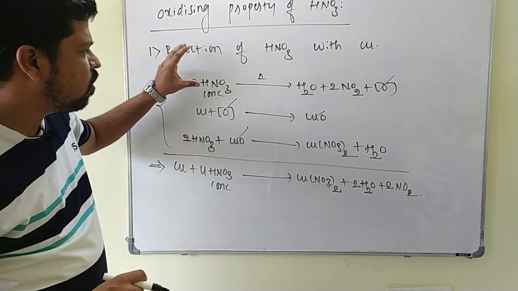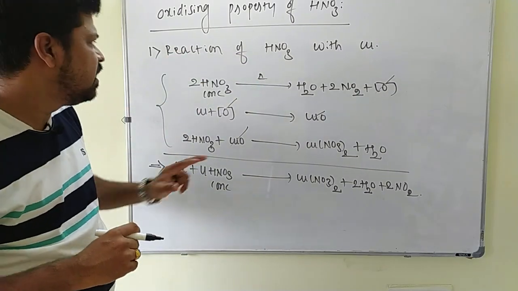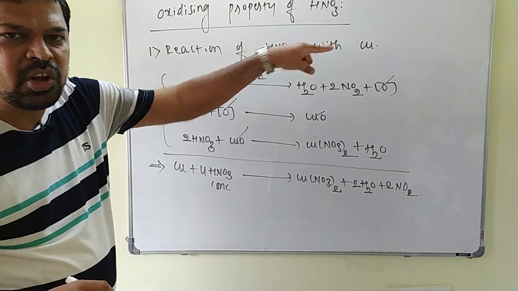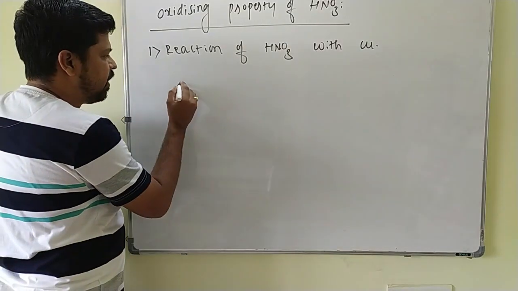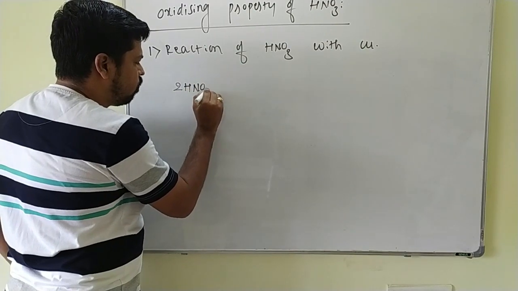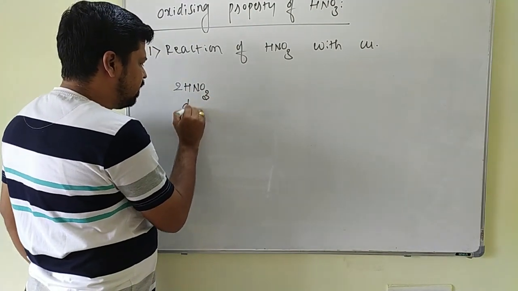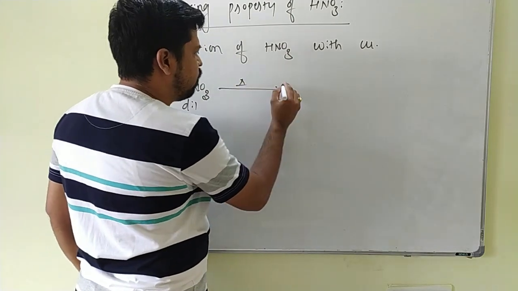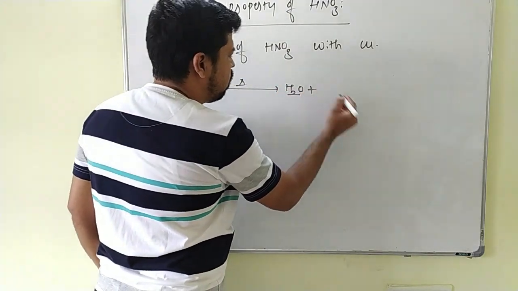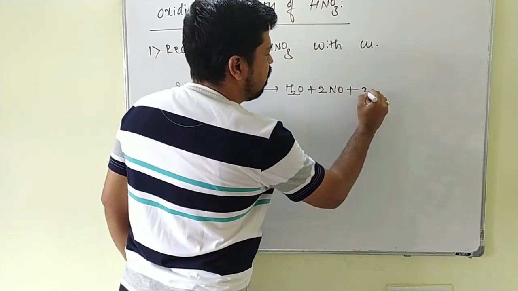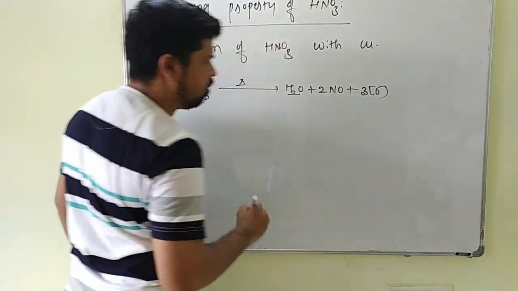Actual oxidizing property of HNO3. Now I will write the reaction of dilute HNO3 with the copper. Suppose I take dilute HNO3, this is the decomposition of dilute HNO3. So this on heating gives H2O plus 2 times of NO plus 3 nascent oxygen.